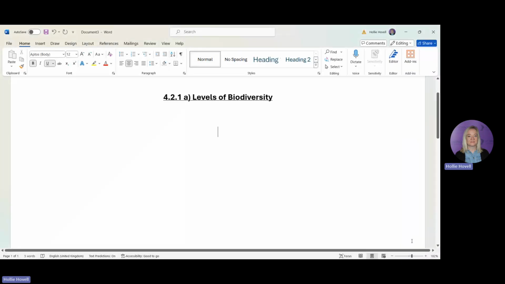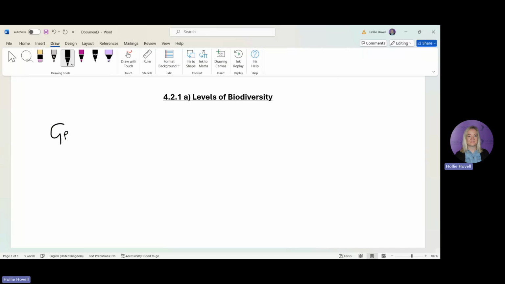So this is about the 3 levels of biodiversity. You need to be aware that the 3 types of biodiversity are called levels of biodiversity. They might use this vocabulary, so just be ready for that. The first level of biodiversity, on the smallest scale, is what we call genetic diversity. The next biggest one is called species diversity, and the largest one is called habitat diversity.